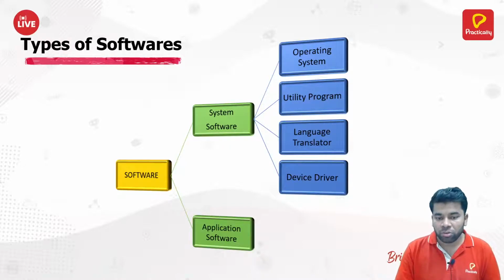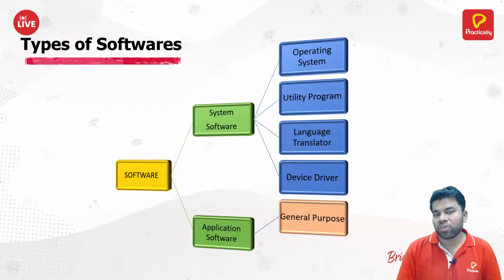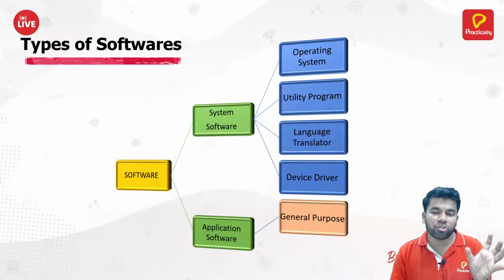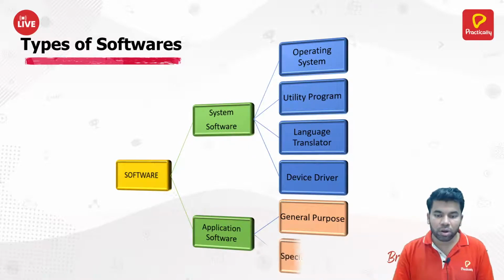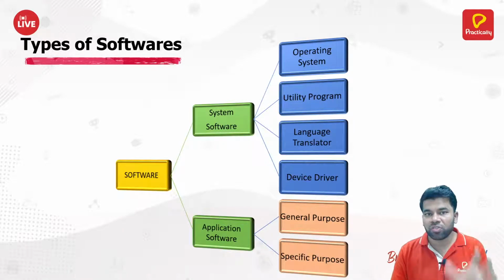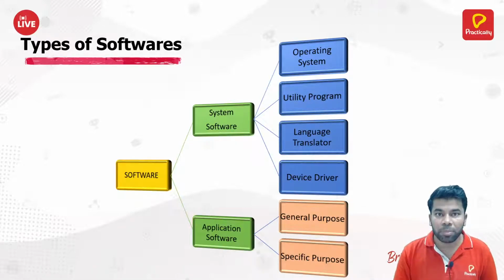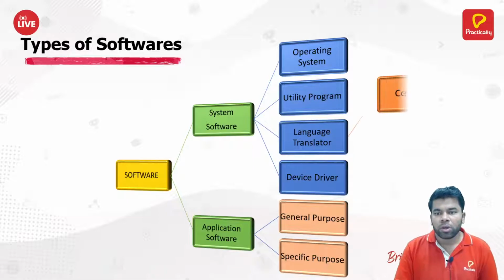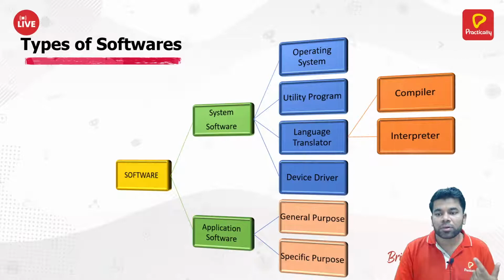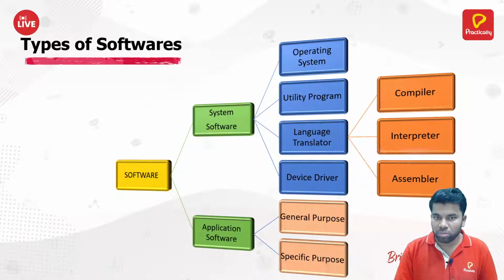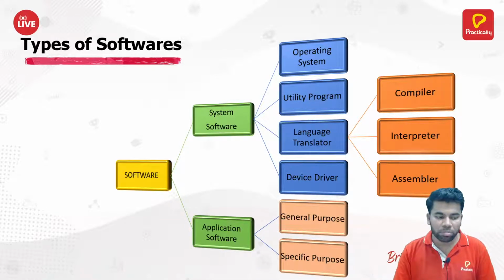Now come to the application software. Application software comes in two ways. One is for general purpose, for general usage. Another is for a specific purpose. If you want to use it for a specific or private purpose, then we can use application software. Again, language translators can be divided into compiler, interpreter, and assembler. There are three different types of language translators. Now let us explore all these things one by one.